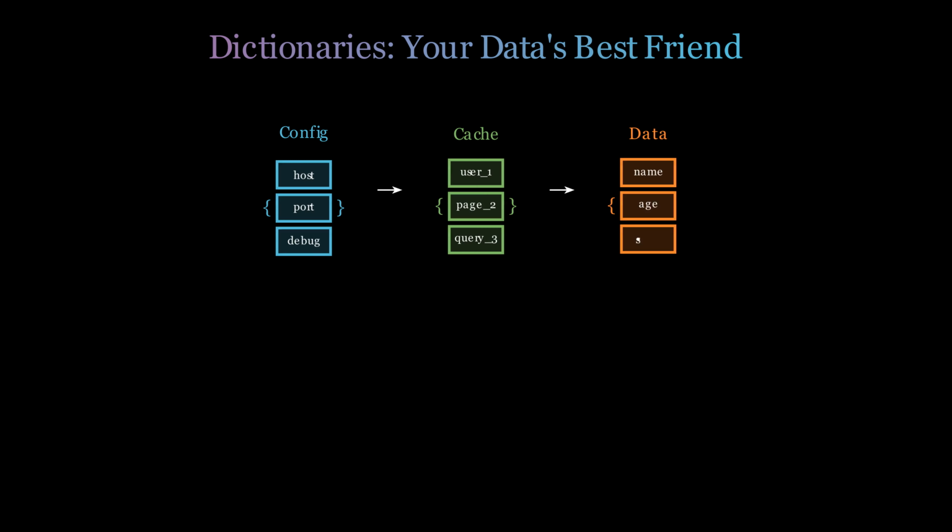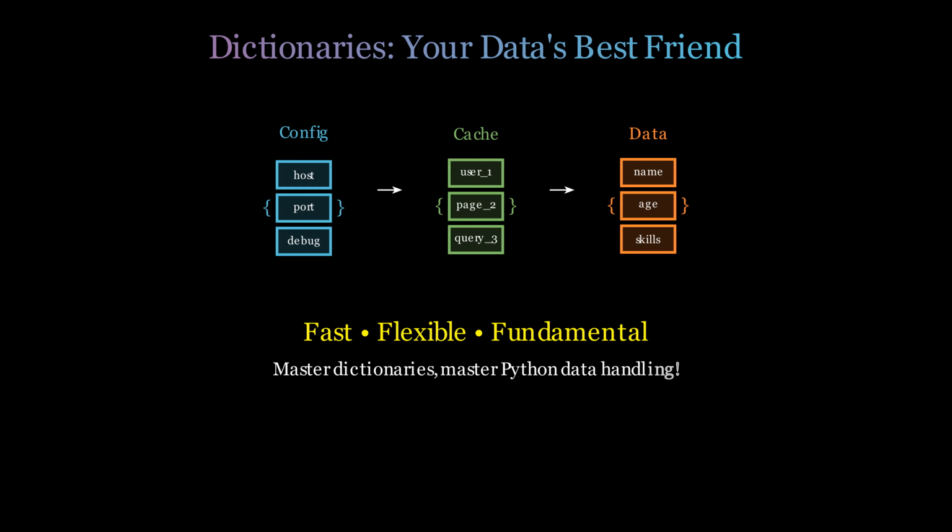Dictionaries are truly your data's best friend. They're fast with O(1) lookups, flexible with any key-value relationships, and fundamental to Python programming. From configuration management to data caching to complex data structures, dictionaries provide the foundation for efficient, readable code. Master dictionaries, and you'll master Python data handling.